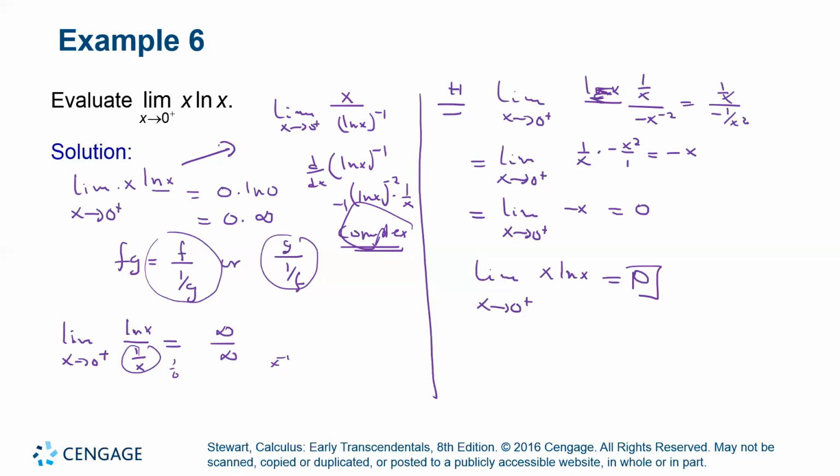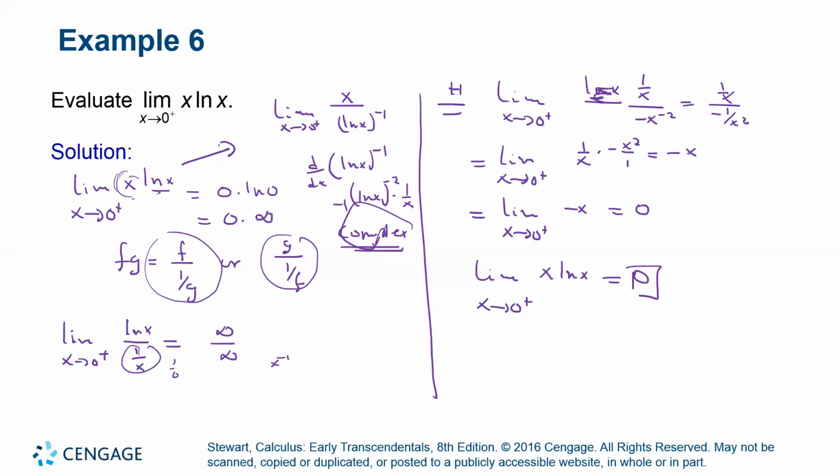And so whenever you have x times a natural log, keep the natural log in the numerator, and bring whatever is there to the bottom. Right? So you're going to write it as g over 1 over f.